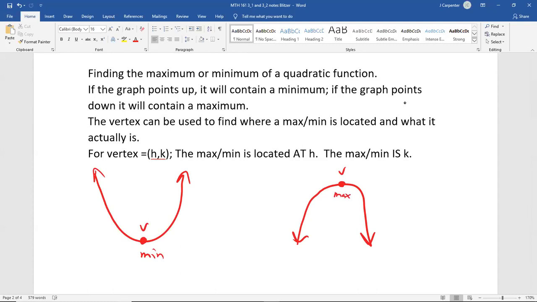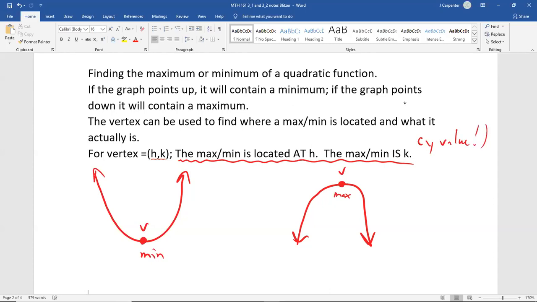Remember the phrasing that we had in the last chapter, that it's located at the x value and it is the y value. This phrasing right here is super critical. Well, the vertex is the highest or lowest point, so the vertex gives you your max or min. But the vertex has an x and a y value. The max or min is the y value. The max or min is always the y value.